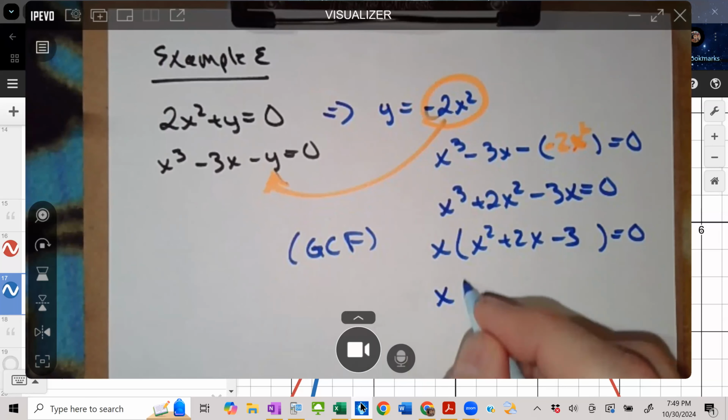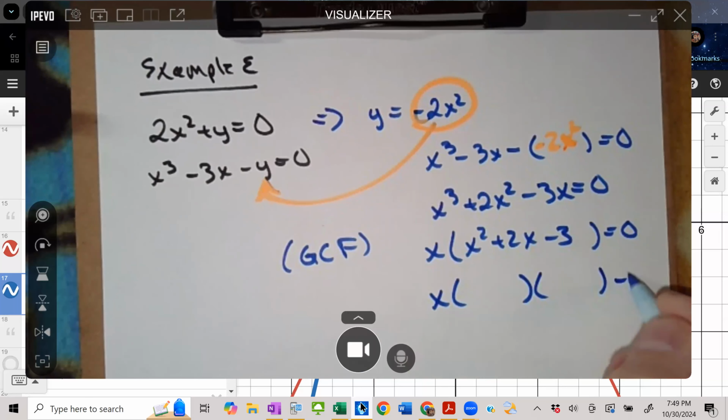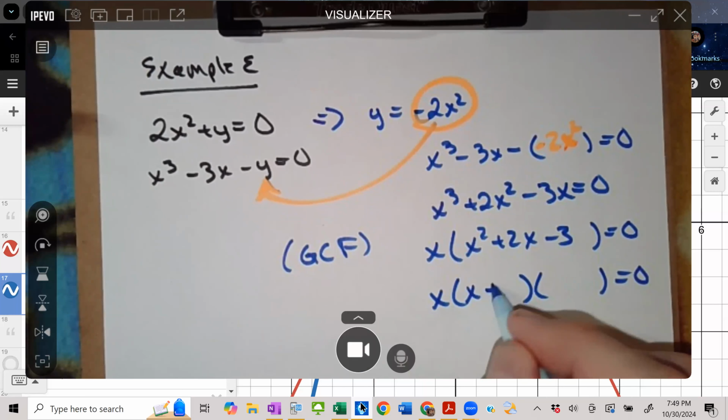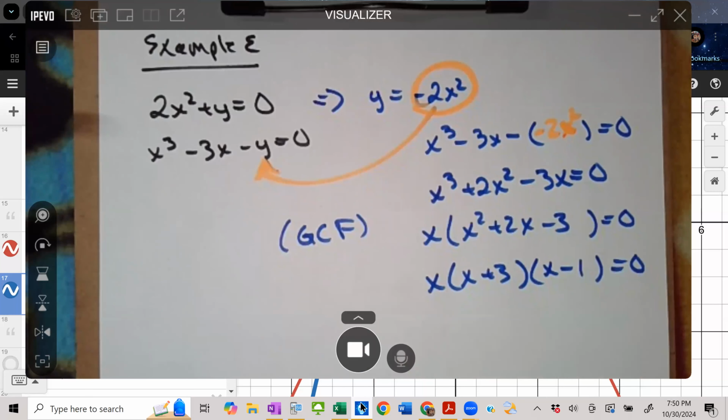That x stays out in front. That's going to leave behind, well, it'd be an x plus 3 and x minus 1. See if you can read off the solutions here for x. Well, kind of like before, you're multiplying several things together and get 0.